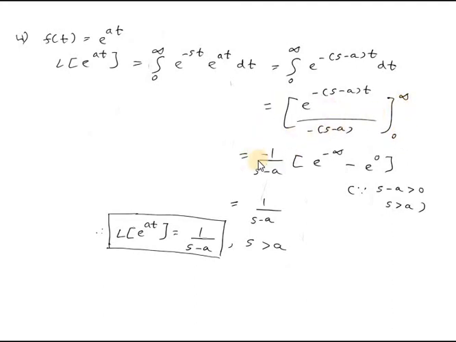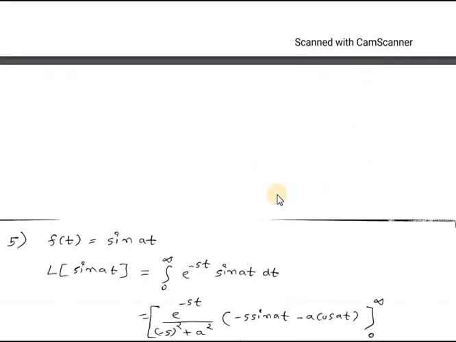Now here minus 1 divided by s minus a is common, and first of all we will replace t by infinite, then we will replace t by 0. So first of all here we will get e raised to minus infinite minus e raised to 0, because the lower limit is 0. Here s minus a is greater than 0, therefore s is greater than a. Okay, now what is the value of e raised to minus infinite? It is 0 and e raised to 0 is 1. So if we simplify this, then we will get 1 divided by s minus a. So Laplace transform of e raised to at is given by 1 divided by s minus a, where s is greater than a. Now let us discuss Laplace transform of sin at.